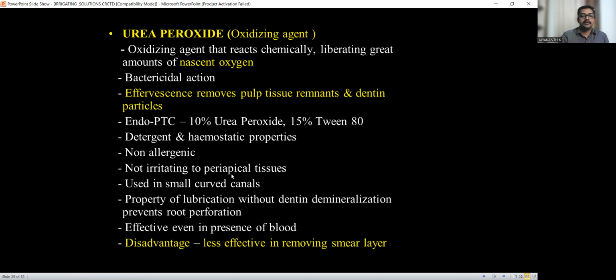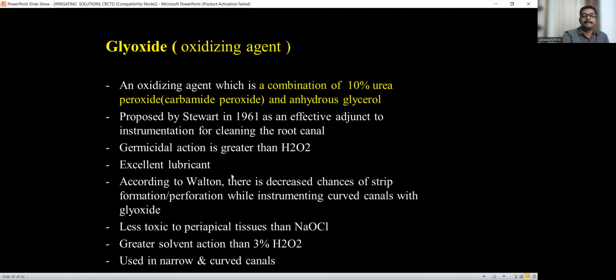This irrigant is non-allergenic and it is not irritating to periapical tissues, and is used in small curved canals. It has the property of lubrication without dentin demineralization, prevents root perforation, and is effective even in presence of blood. Disadvantages are that it is less effective in removing smear layer when you compare with sodium hypochlorite.